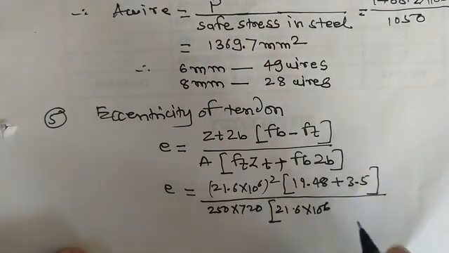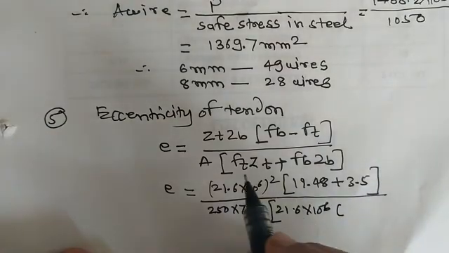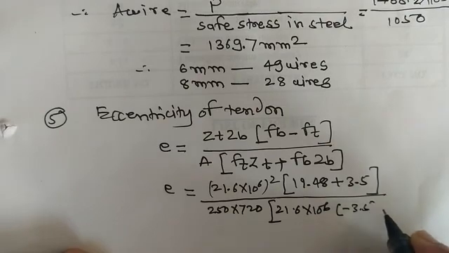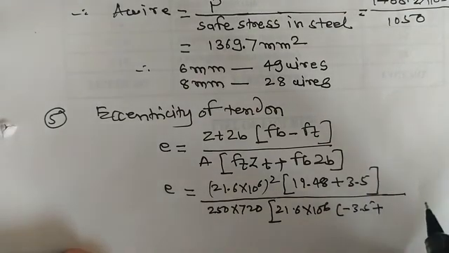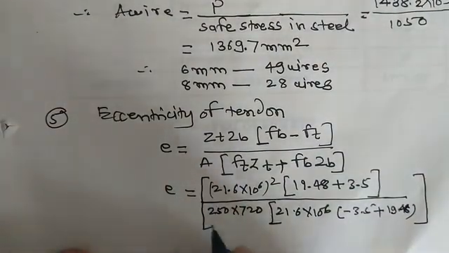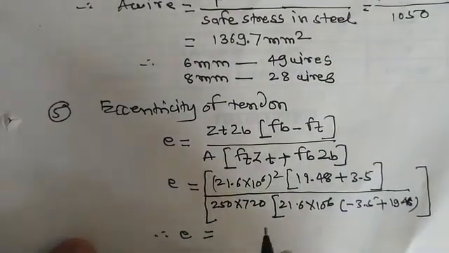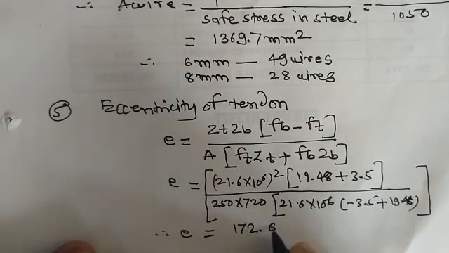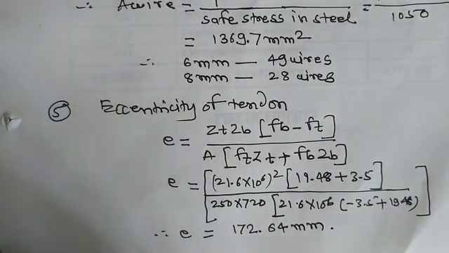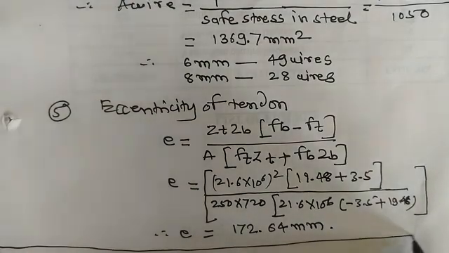21.6 into 10 raised to 6, if you put common here, so F_T minus F_B, so 3.5 plus 19.48. This is the total formula for e. Finally we get the eccentricity e, it is 172.64 mm. Okay, this is the completion of this problem.